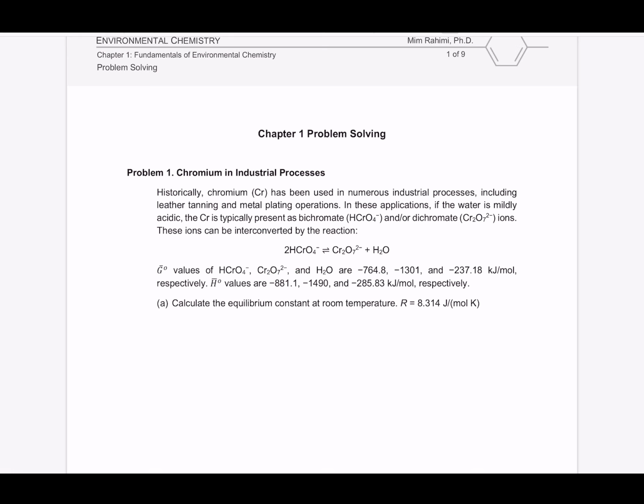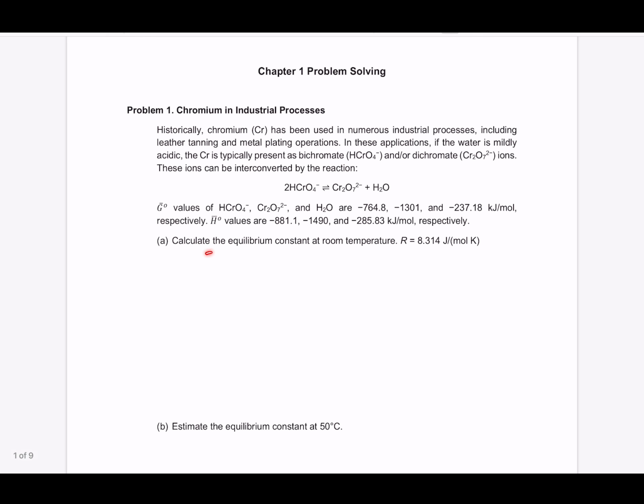We have the Gibbs free energy per mole at the standard state for all the individual species, and also the same for the enthalpy. The first part of the question is to calculate the equilibrium constant, the K value at 25 degrees for this reaction. Pretty straightforward. Roughly every 20, 30 seconds, I'm going to write down one of the equations, which could be just a hint.